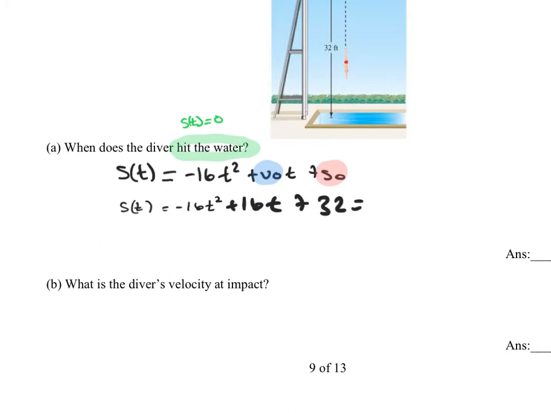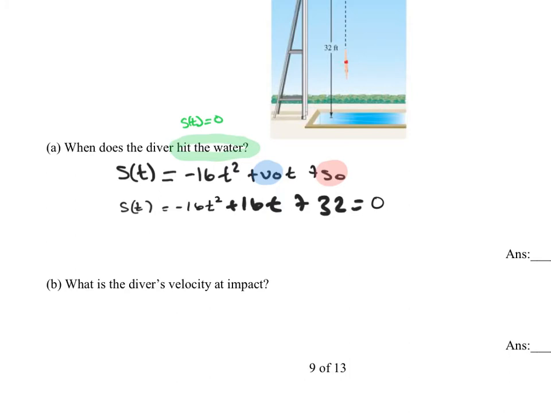So what do we want to do? We want to set that equal to 0 and solve. This is a quadratic equation: negative 16t squared plus 16t plus 32 equals 0. I don't care how you solve this problem, whether you use the quadratic formula or factoring, whatever you want to try, you need to be able to solve quadratic equations. That is a problem from beginning and intermediate algebra, so you need to know how to do this.